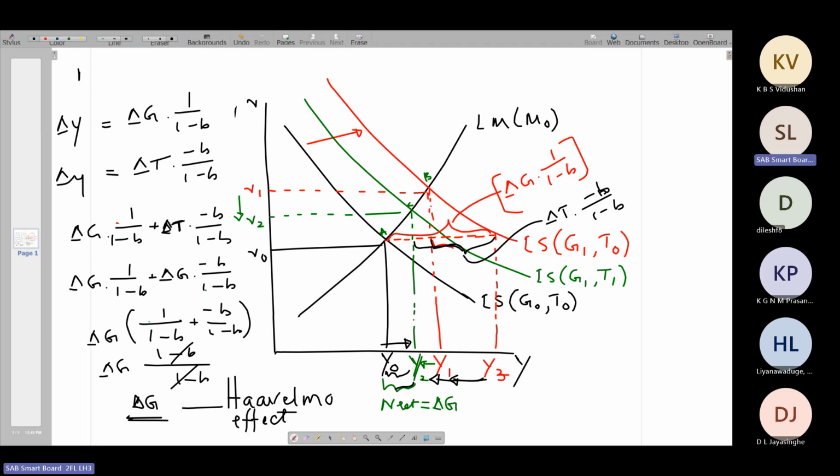So we explain using the IS-LM analysis, taking the two instruments. It's the government expenditure and the taxes, the same. Any questions? Is it okay? Now here we assume the lump sum tax, right?